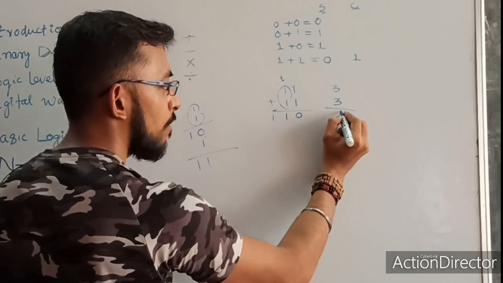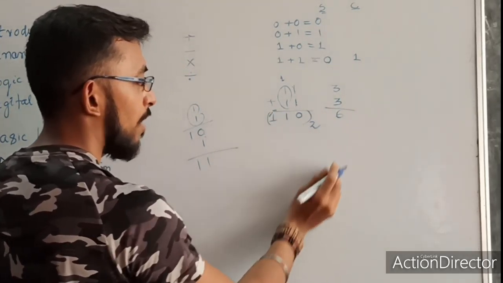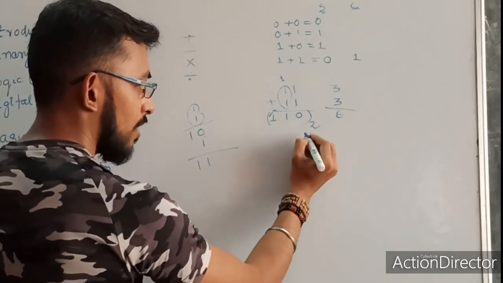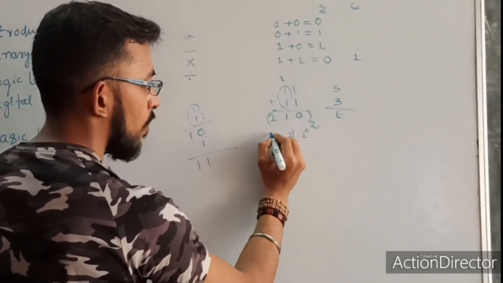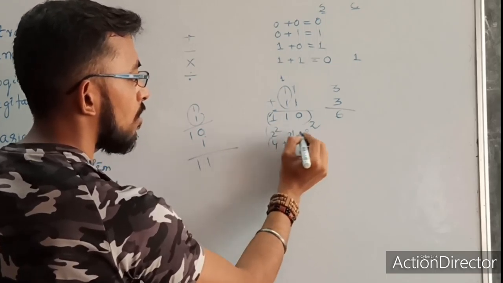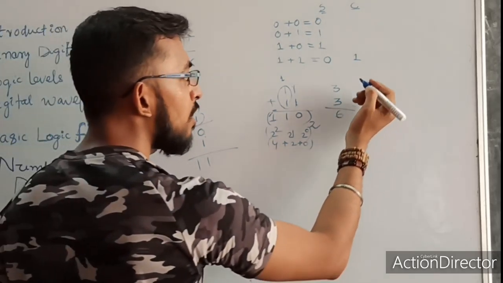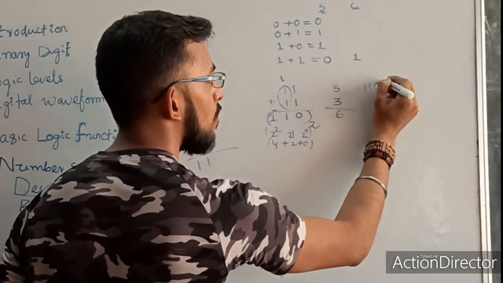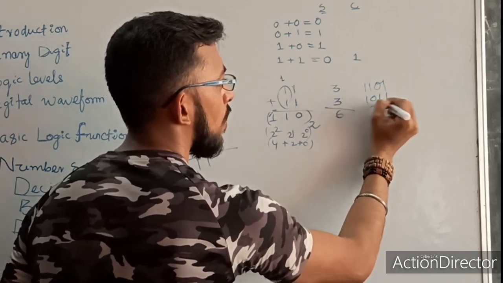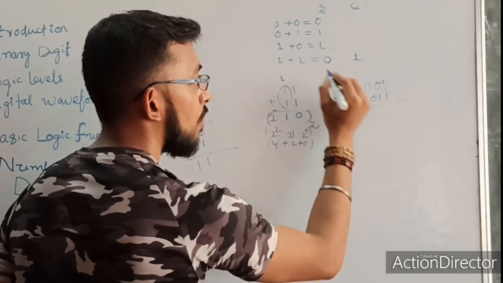What is the decimal addition of 3 plus 3? It is 6. And this 1 1 0 in binary is 6. How is it 6? This is 2 power 0, this is 2 power 1, this is 2 power 2. That means 4 plus 2 plus 0, which is 6. In binary, that is 1 1 0. Okay. Any number of digits you can add in binary. 1 1 0 1 1 0 1 1. Okay.